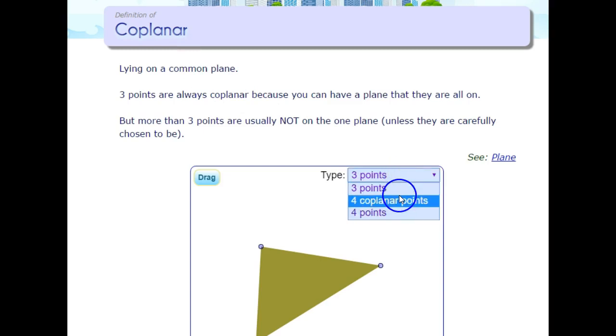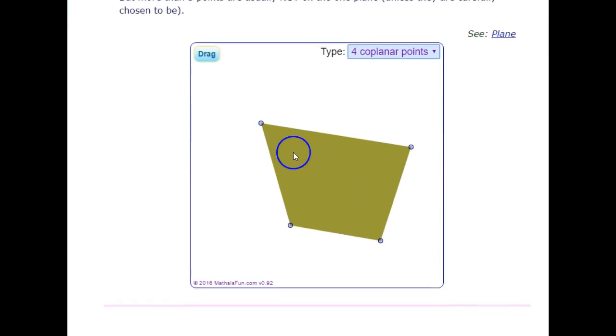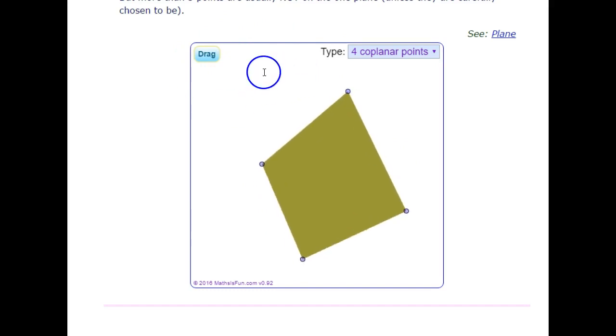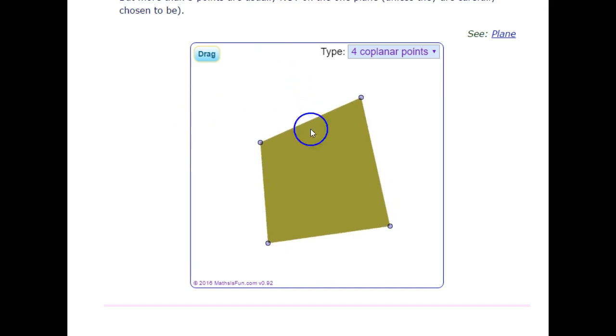So now let's check, like we were talking about, if it was more than 3 points. So in this case, it was 4. And notice, like they said, it has to be carefully laid out. If it's carefully laid out, it can happen. So this is another plane with 4 coplanar points.